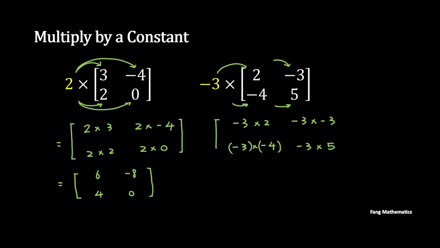And in a square bracket, you are required to perform multiplication inside the matrix. And I believe you should get minus 6, 9, 12, and minus 15 respectively. And that is your final answer.